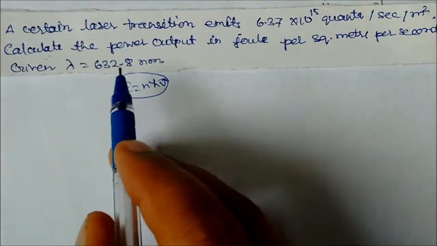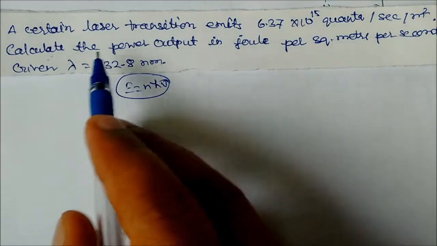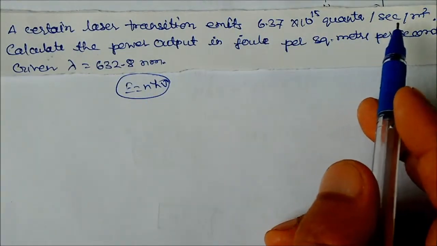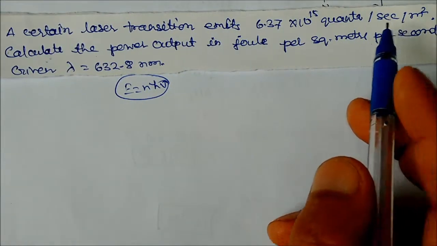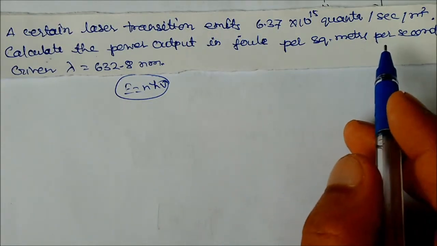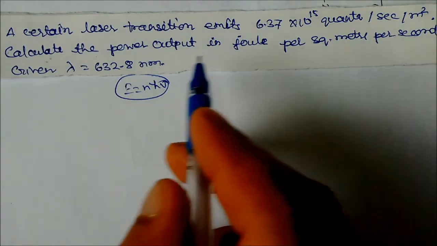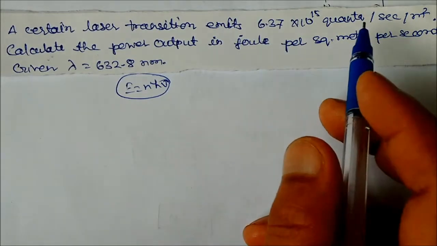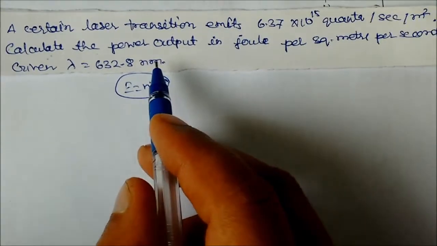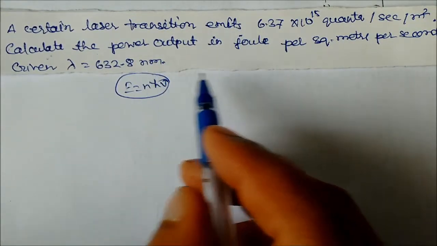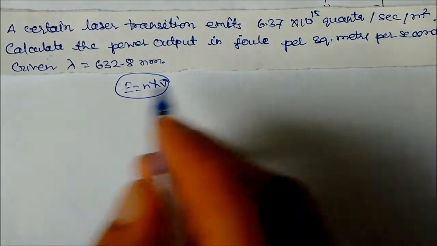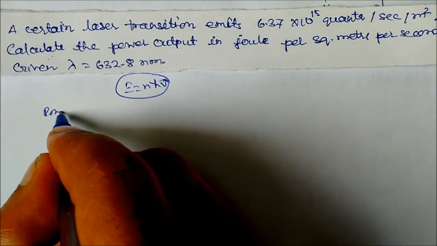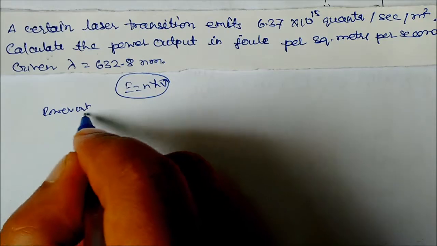A certain laser transition emits this much quanta per second per meter square. Calculate the power output in joule per square meter per second. Lambda is given here. So this is the total energy, and we have to calculate the power per second, so we will divide by this much. We will get the power per second. So here, what will the power output be?